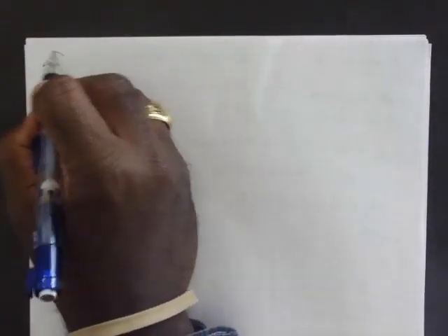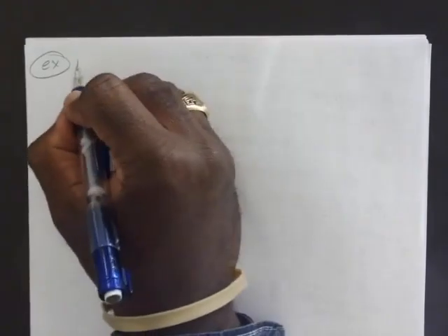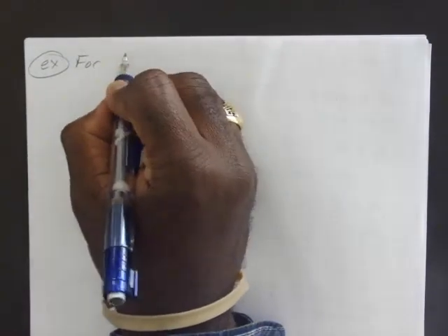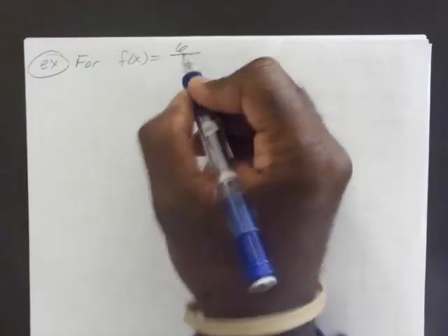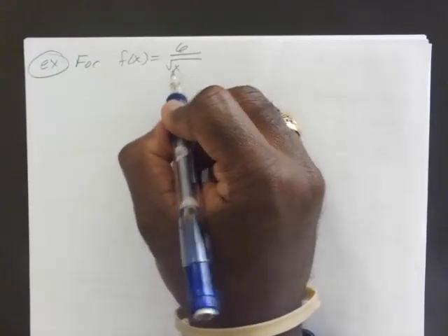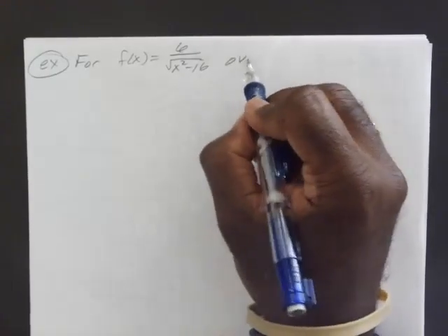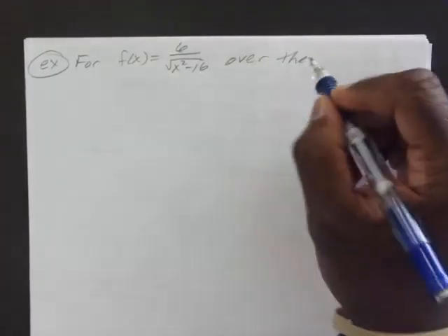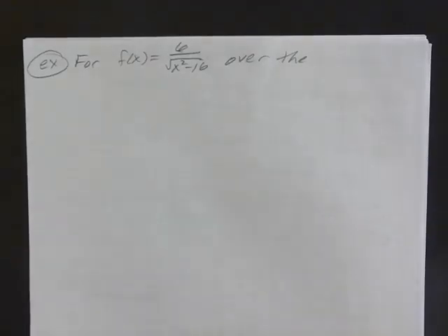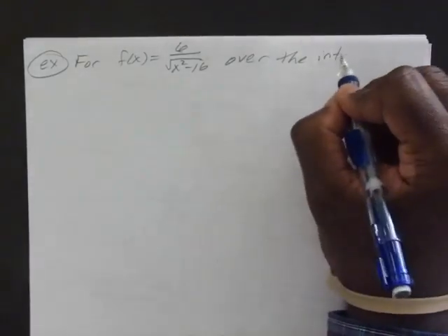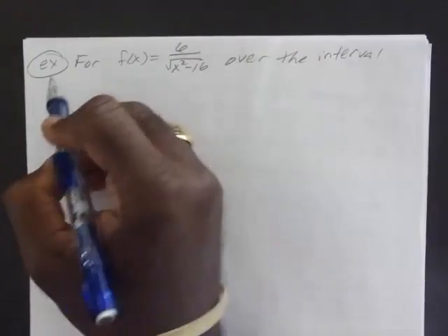Okay, so let's say, for example, f of x is equal to 6 divided by the square root of x squared minus 16 over the interval from 3 to 5.